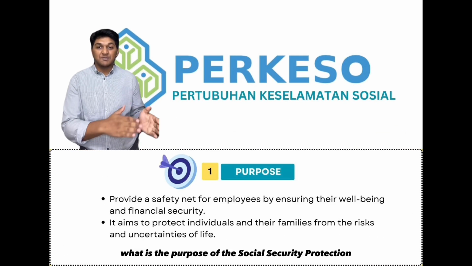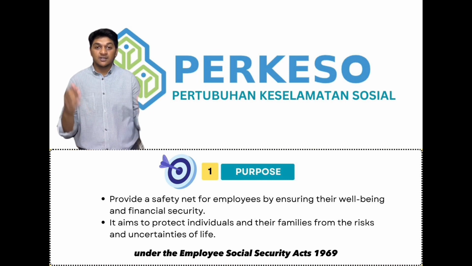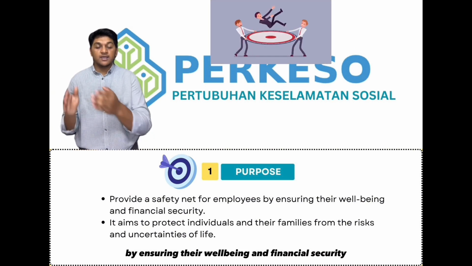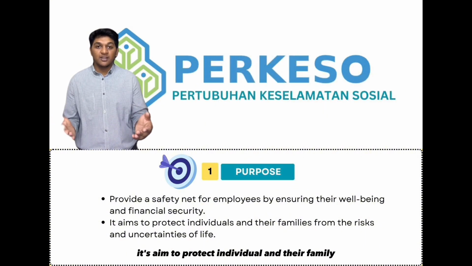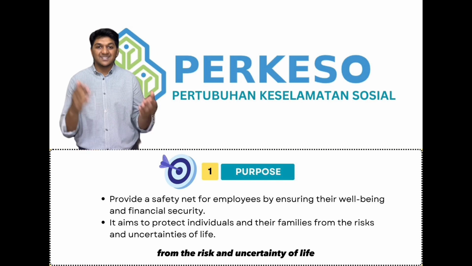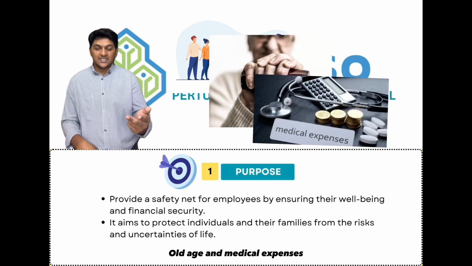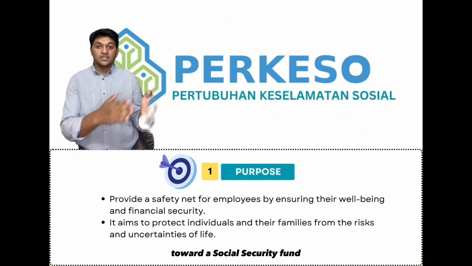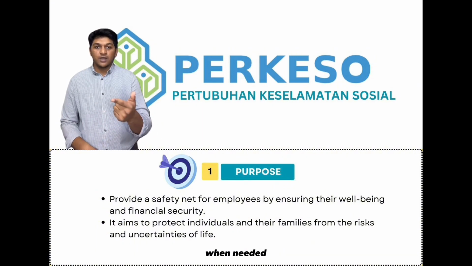Firstly, let me share what is the purpose of the Social Security protection under the Employee Social Security Act 1969. The purpose is to provide a safety net for employees by ensuring their well-being and financial security. It's aimed to protect individuals and their family from the risk and uncertainty of life, such as disability, old age, and medical expenses. Under this act, employees contribute a portion of their salary toward a social security fund, which is then used to provide benefits and assistance when needed.